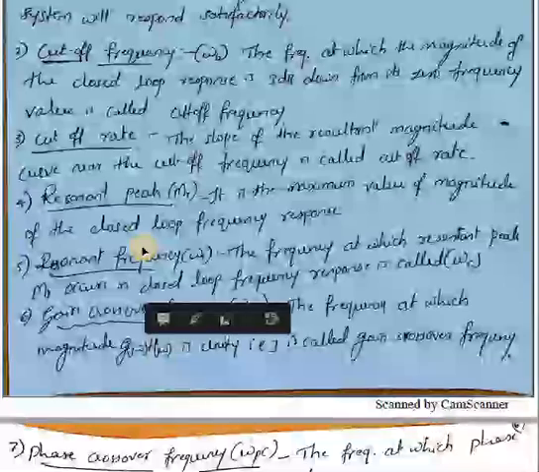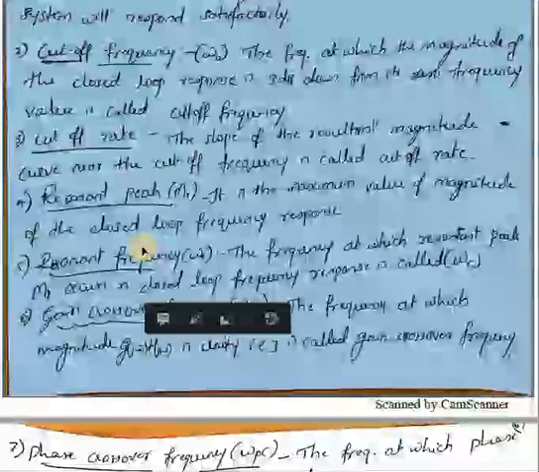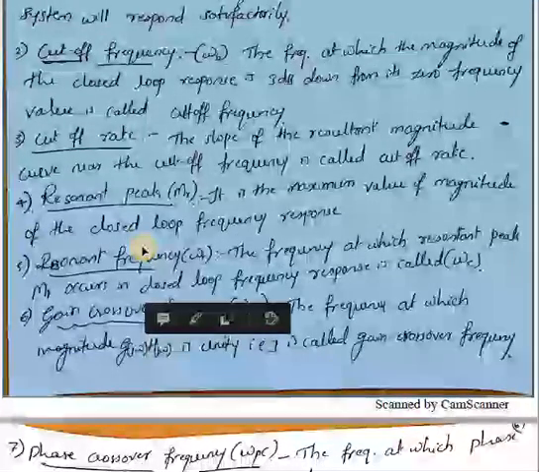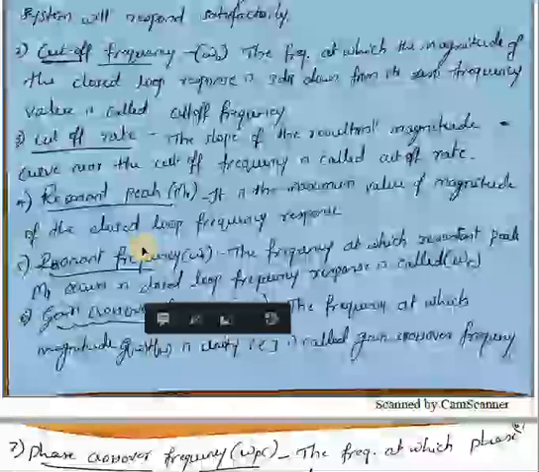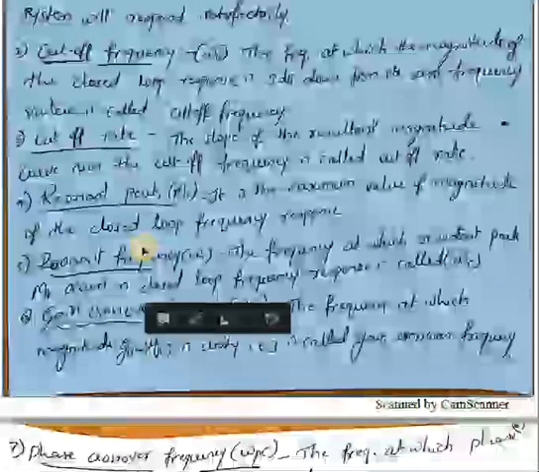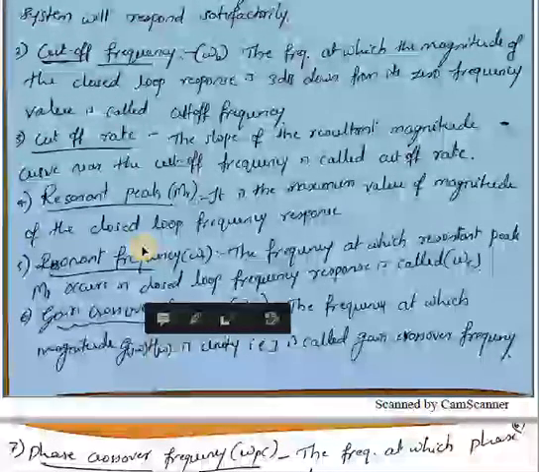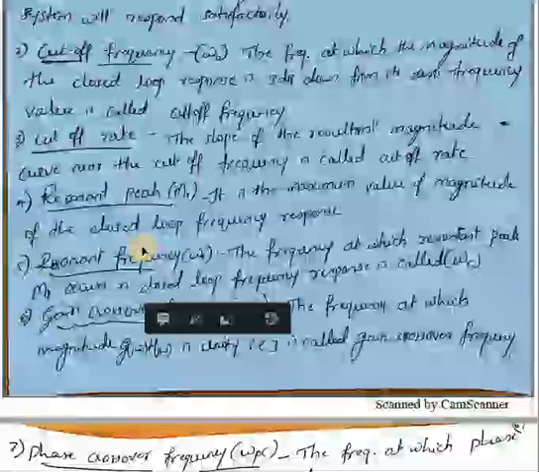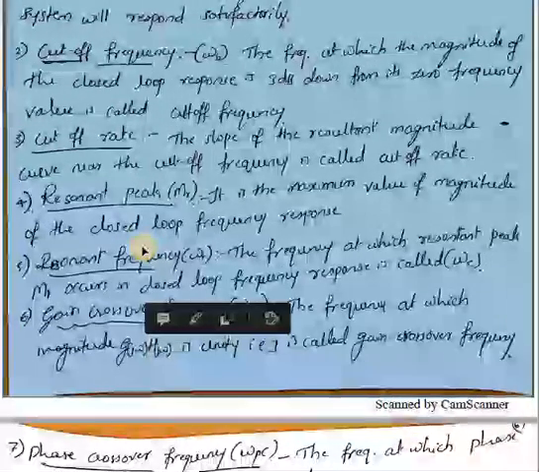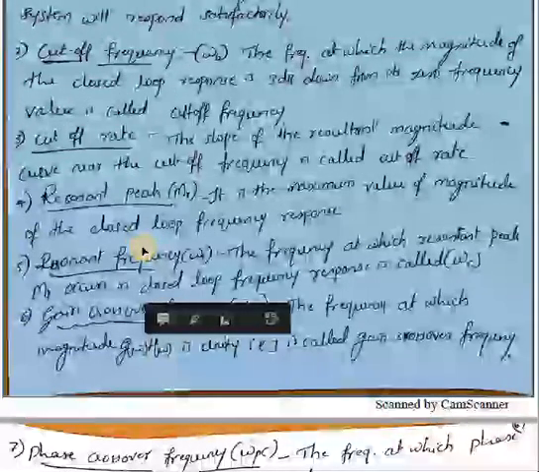And it is denoted by omega r. So here the frequency at which the resonant peak, that is Mr, occurs in a closed loop frequency response is called the resonant frequency, and it is basically inversely proportional to the rise time. And these are the general specifications, but the specifications which are most important for the stability and relative stability analysis are the gain crossover frequency, phase crossover frequency, gain margin, and phase margin.